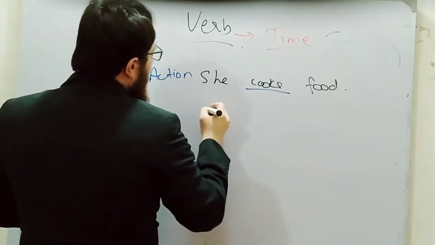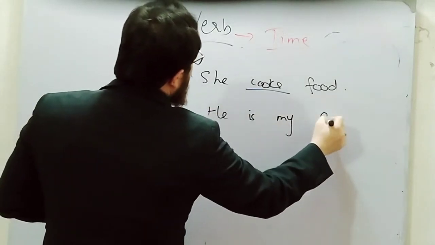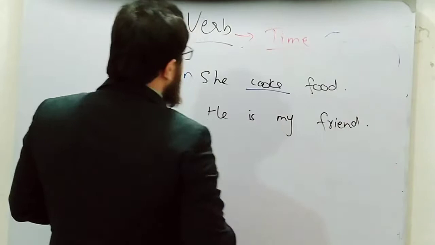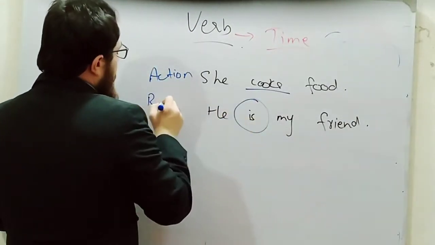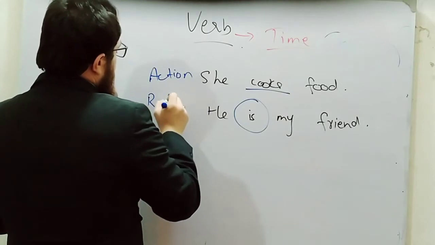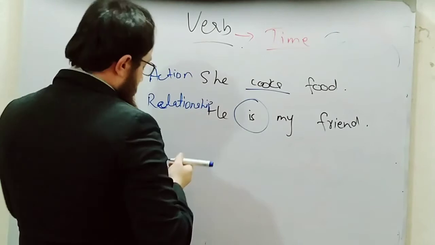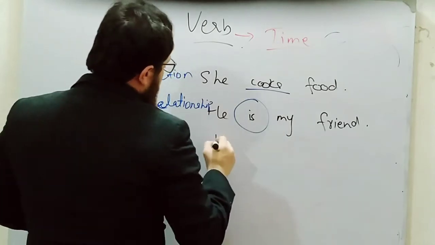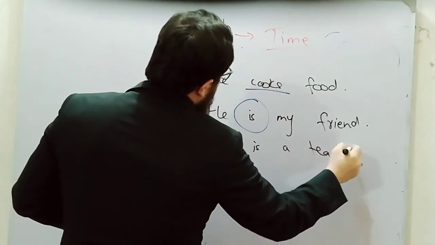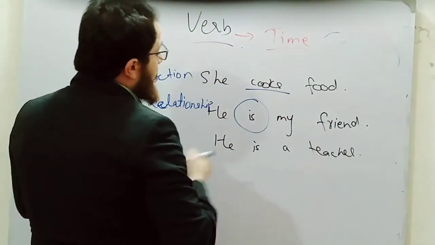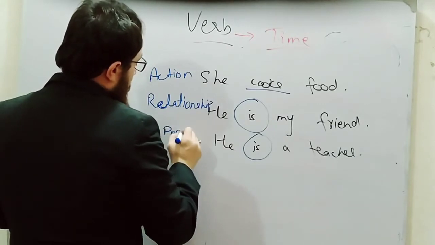Then we have, like we say, he is my friend. What is the verb here? Of course, is, and it is showing what? Relation. Then we have one more example, he is a teacher. What is the verb here? Is. What does it show? It shows position.